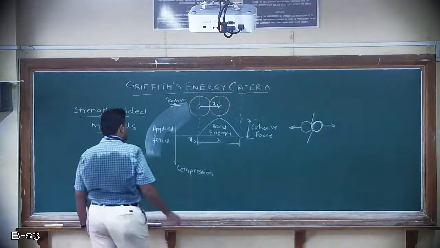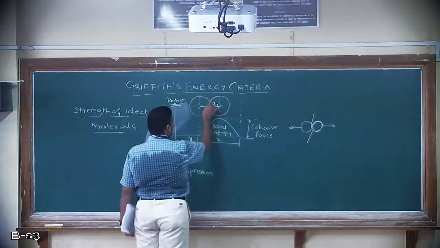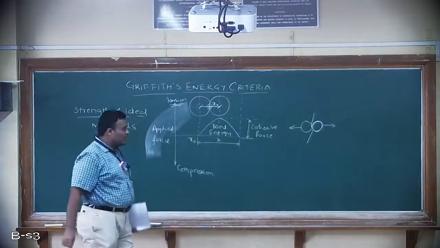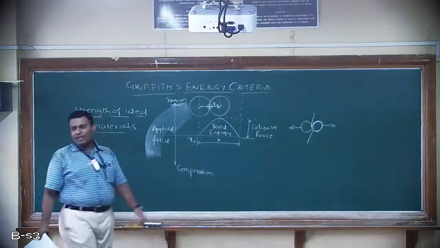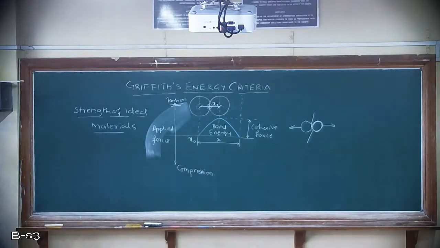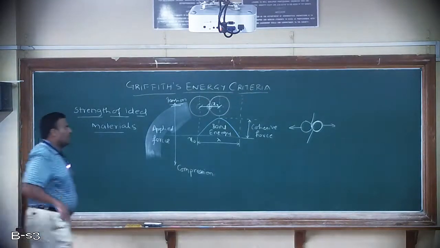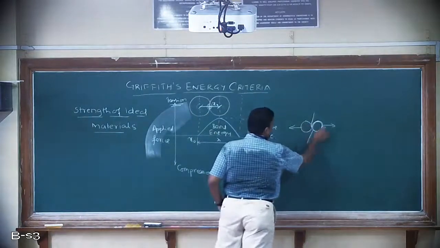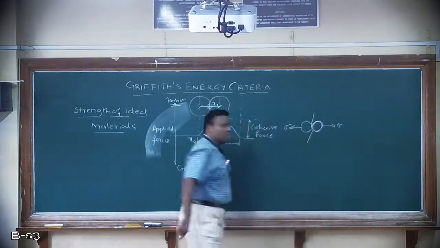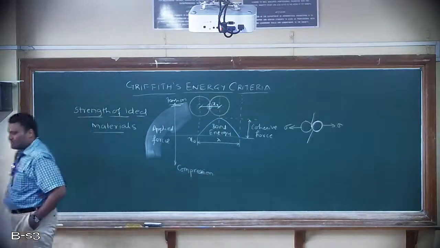Now we shall see what is the stress required to break this particular bond. Here we make some assumptions. The first assumption is that the material is said to cleave. Cleave means it is said to break, and when it breaks under the normal stress, the separation of atoms is along the direction of the applied stress sigma. This is the first assumption.